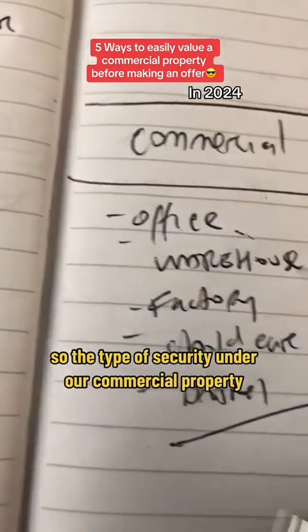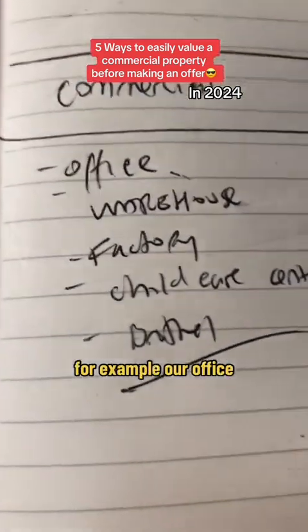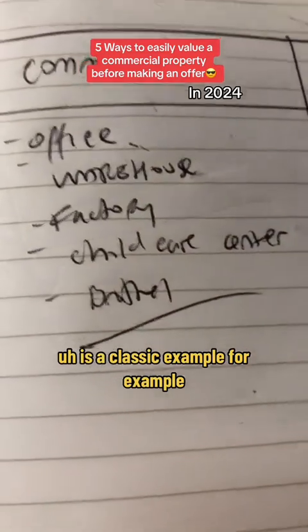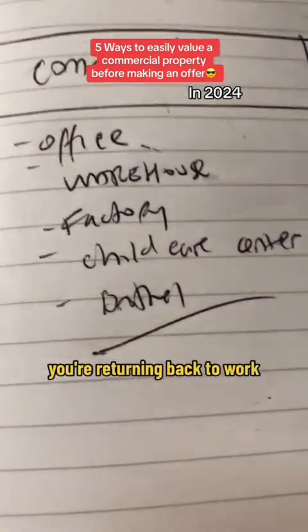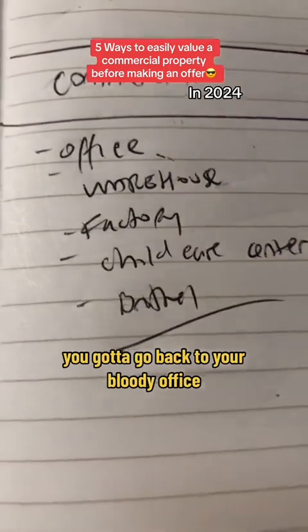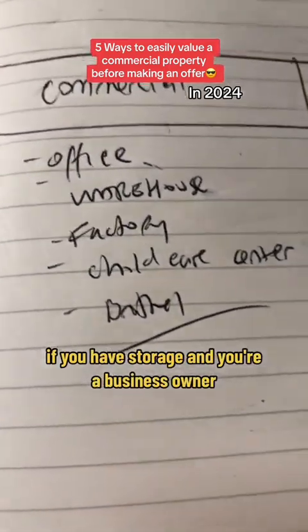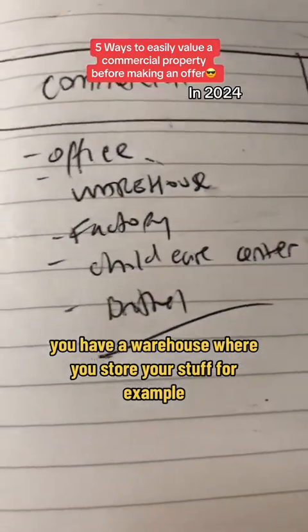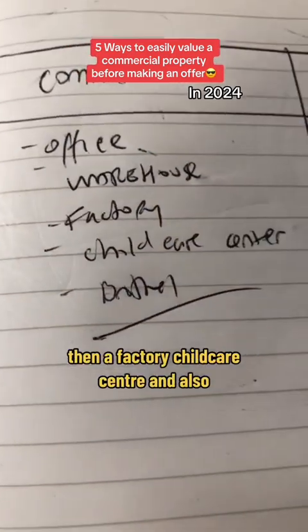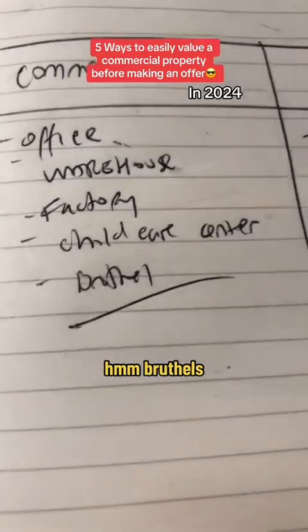The types of commercial property, for example, an office, is a classic example. So for example, you're working 9 to 5, you've got to go back to your office. If you have storage and you're a business owner, you have a warehouse where you store your stuff. For example, you're a factory worker, then a factory, a childcare center, and also brothels.